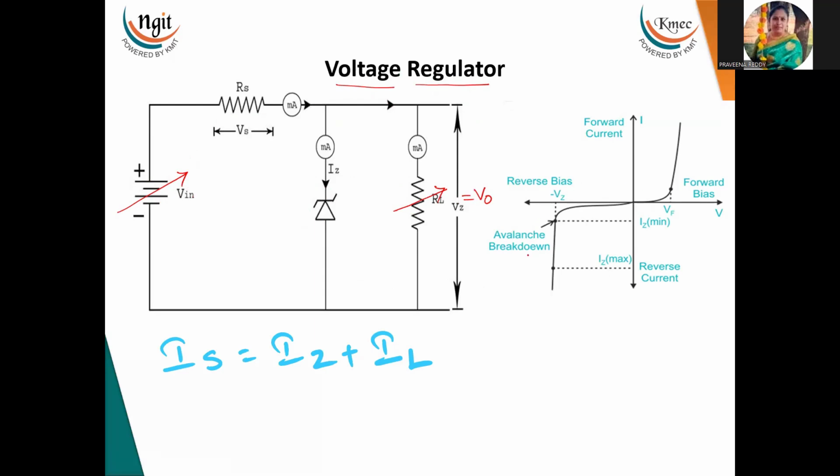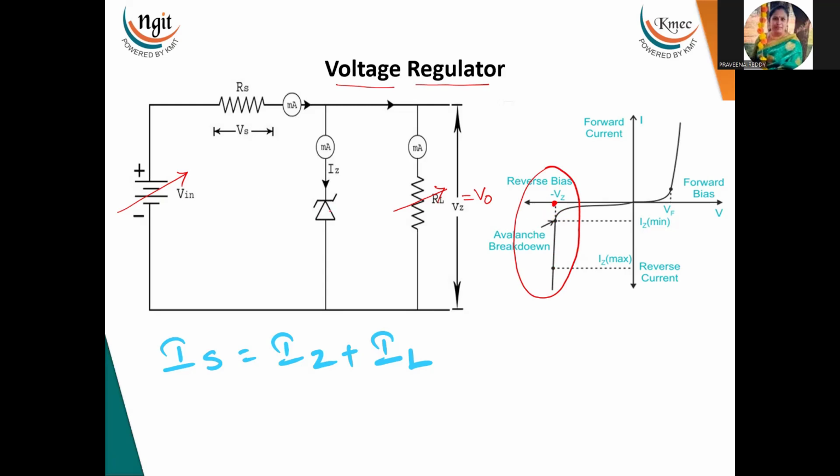Here, this is the characteristics. If you see, we use this Zener in reverse bias, that too in the breakdown region. Now, in this region, we use Zener as a voltage regulator. And if you see here, voltage is constant and current is increasing. So this is the region called the breakdown region. We use Zener in this region.